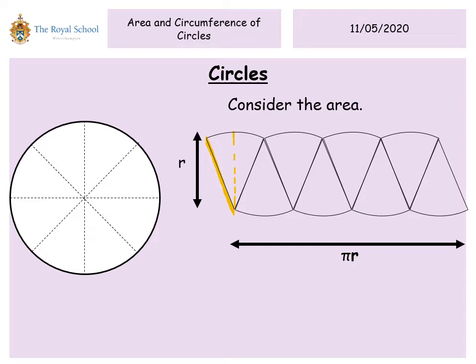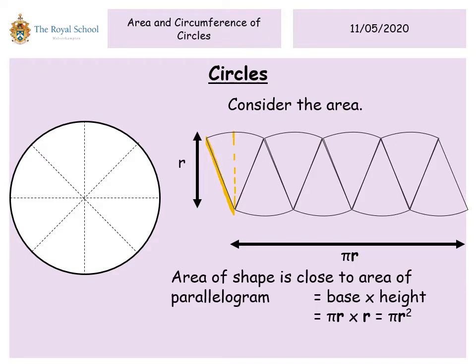So base is pi r, height is r. We should know from last lesson that the area of a parallelogram is base times height. So pi times r gets us our pi r squared, that again you should have been aware of for the area of a circle. That's just a little talk through on how you should get there. You can try that out yourself if you wanted.